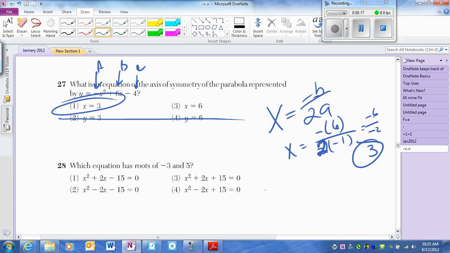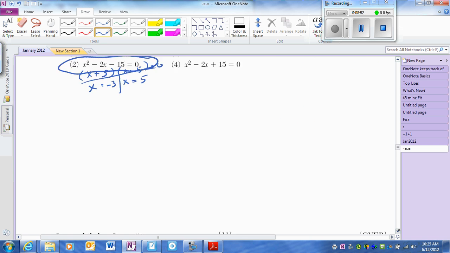Roots means if you plug it in, those are the solutions. Be careful. If I factor this one, I get x plus 3, x minus 5 equals 0. So you might think that's the wrong answer. However, don't forget to find the roots. You actually have to solve them. And that is the right answer. And if I graph that, I would see that it crossed the x-axis at negative 3 and positive 5. So that is the right answer. 2 left.